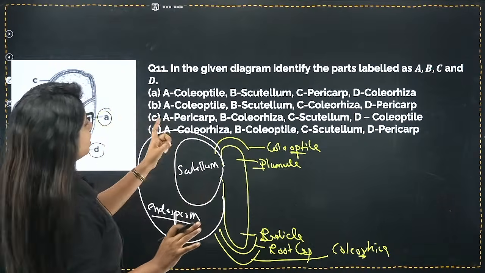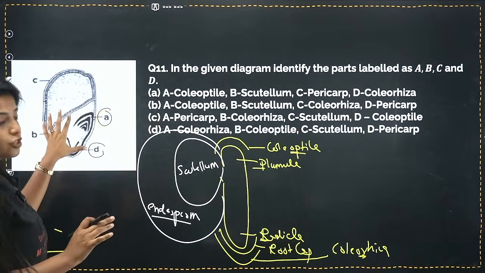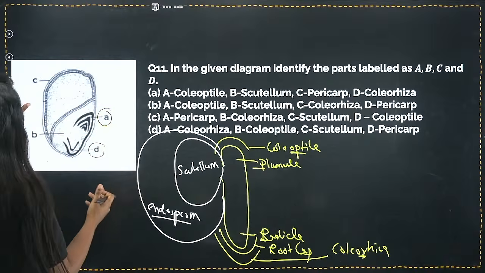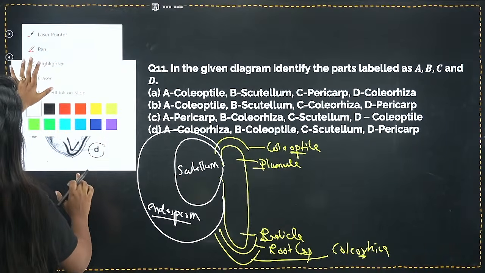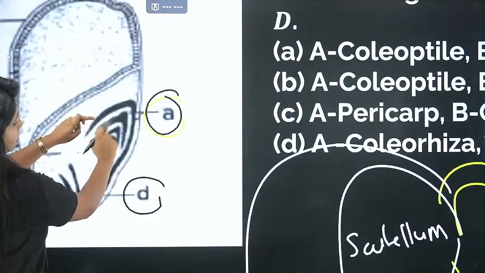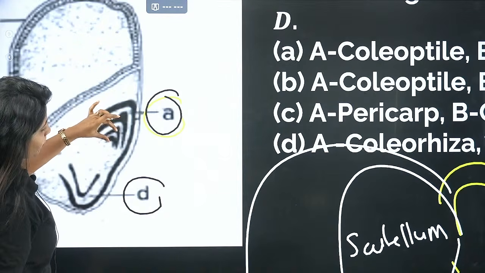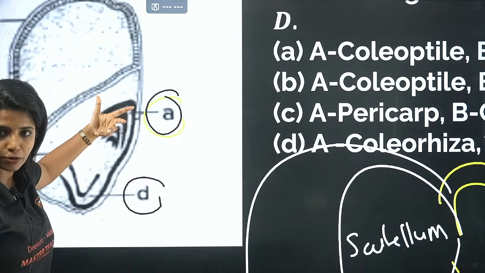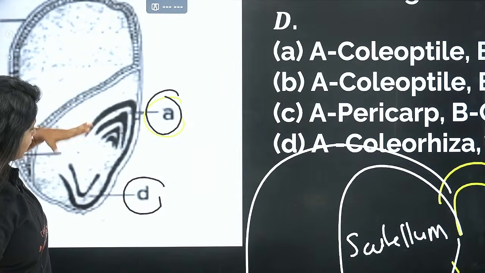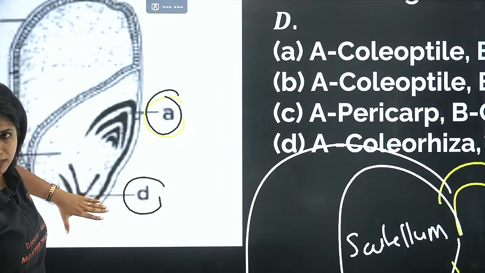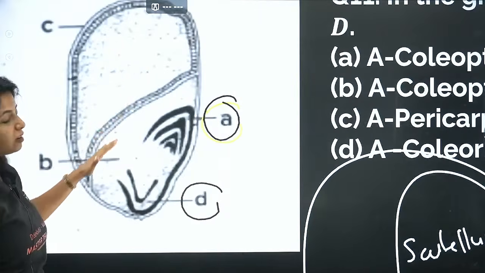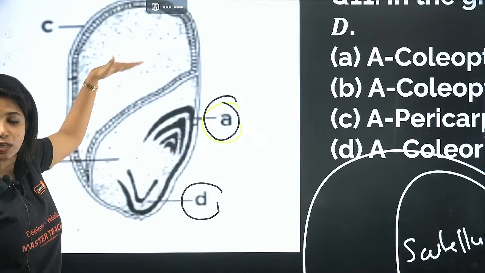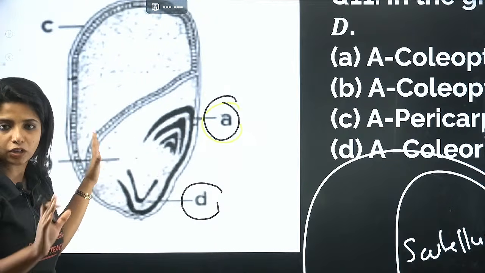Now when you see this structure, everything might become clear if you look at it properly. This will be the plumule, and at the top of it you will have the coleoptile. You do not have any other option. Here you will have the radicle, root cap and coleorhiza. On one side you will have the scutellum, and what is left behind is known as the endosperm. That is the logic out there.